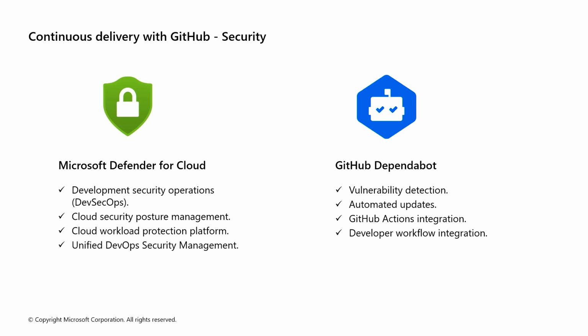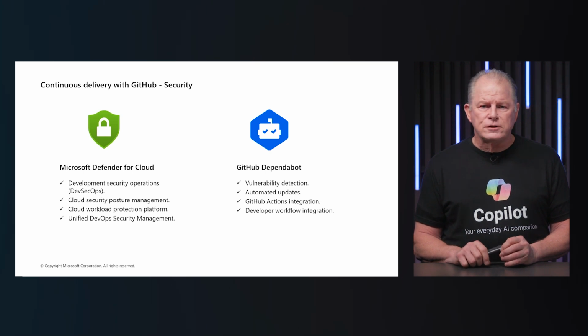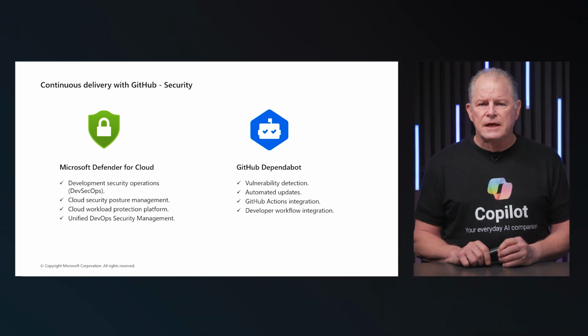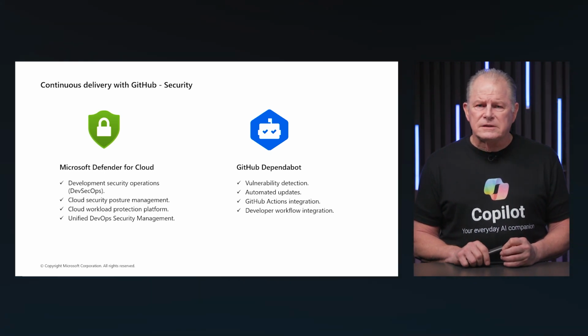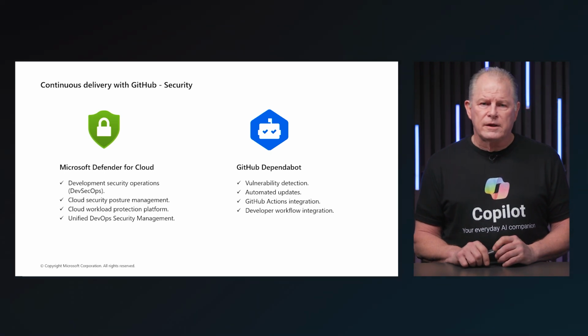Microsoft Defender for Cloud is a comprehensive security solution that helps protect your cloud environments, including your GitHub repositories. It provides continuous monitoring, threat detection, and security posture management to safeguard your code and infrastructure. It continuously monitors your GitHub repositories for suspicious activities and potential threats. It detects compromised accounts, insider threats, and data leakage, providing real-time alerts to help you respond quickly.